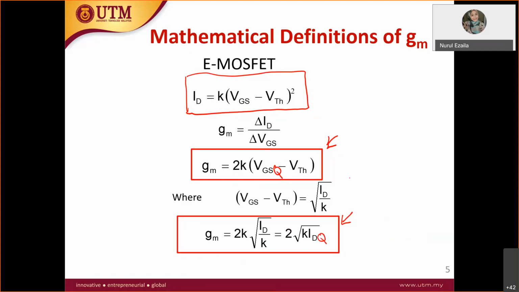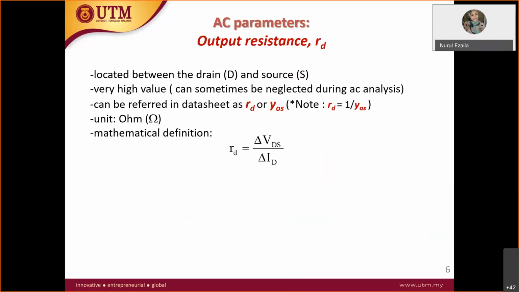Like for the BJT, GM equals IC over VT. This IC actually represents ICQ. When you calculate R pi, it is equal to beta over GM. So every time it is related to the Q point. Same goes for the MOSFET. So this is the VGSQ and this is the IDQ.